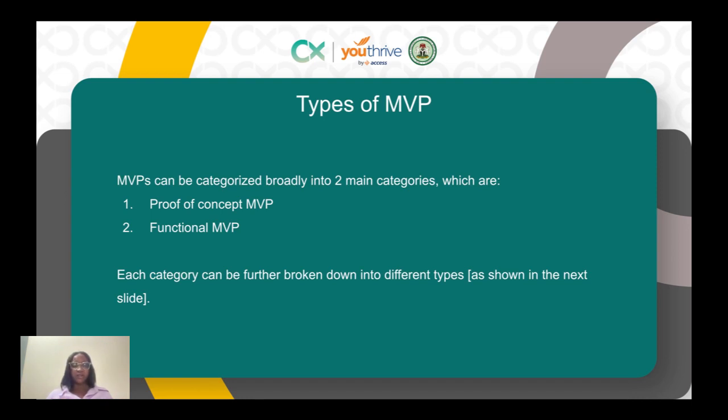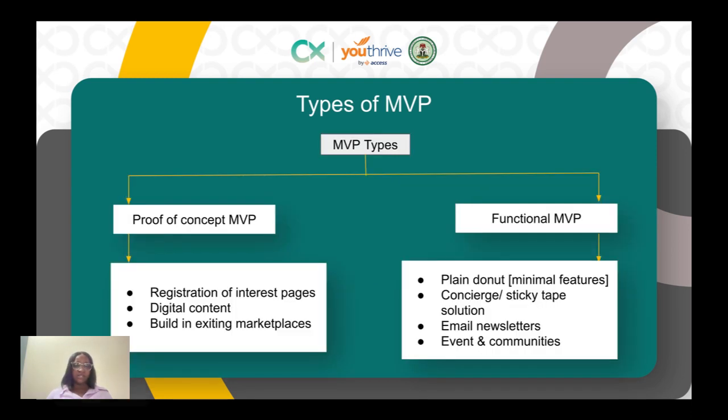Now, under each category, it can be further broken down into types. So this is your MVP type: proof of concept MVP and functional MVP. Under proof of concept MVP, you have registration of interest pages, digital content, building in existing marketplaces. Under functional MVP, you have plain donuts, which are minimal features. This is for MVP, concierge sticky tape solution, email newsletters, and event and communities.